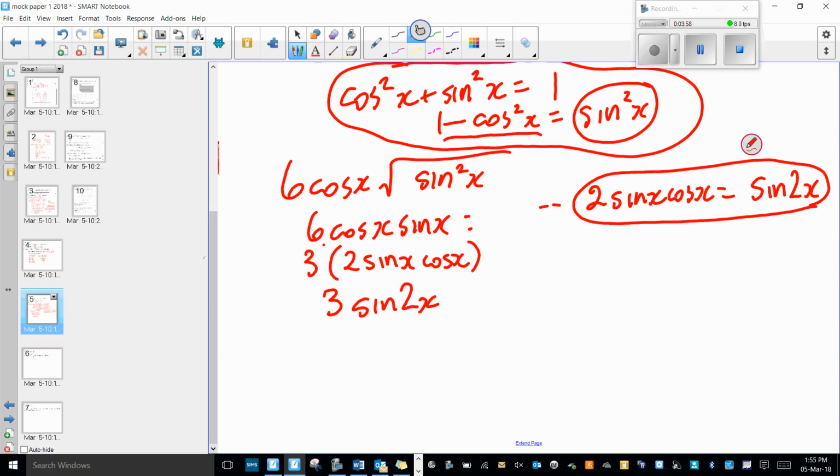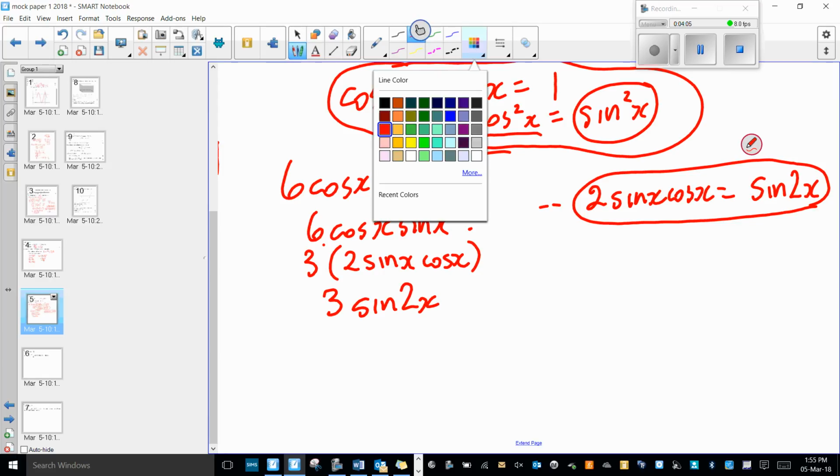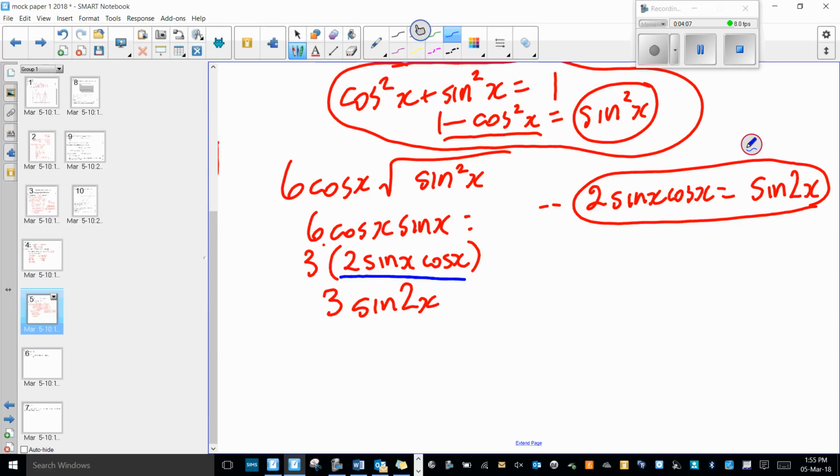Wait, what? Because we changed it to sine 2x, because this was equal to sine 2x, so I've got 3 lots of sine 2x.